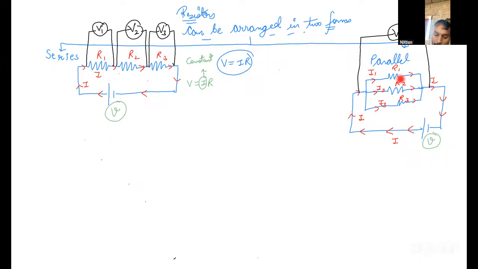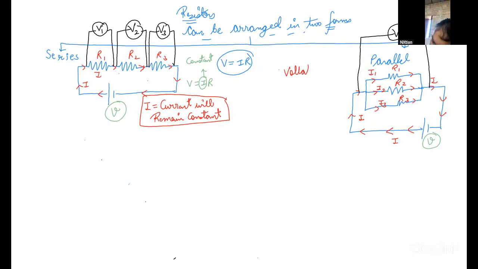Okay. So from that we got that. Please pay attention. Don't write. Beta, you will not get anything otherwise if you write. Okay. So in series, I, meaning current, will remain constant. And in parallel, voltage, meaning V, remains constant.